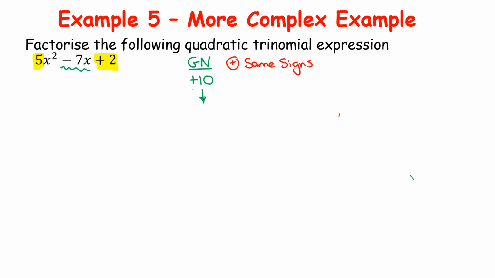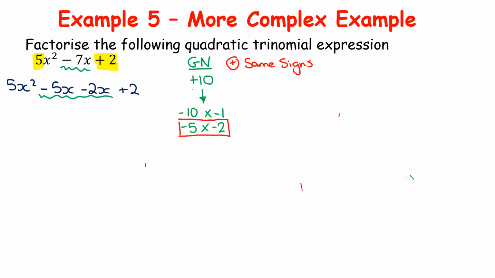So we have 10 times 1. So it could be minus 10 minus 1. We could have 5 times 2, so negative 5, negative 2, and that's it. So it's going to be minus 5 by minus 2. So that is 5x squared minus 5x minus 2x plus 2. Double check. Is minus 5x minus 2x the same as minus 7x? And yes, it is. We're going to do our grouping now.